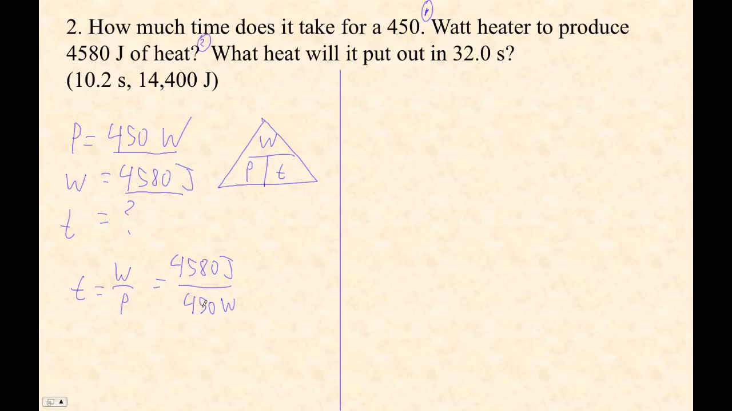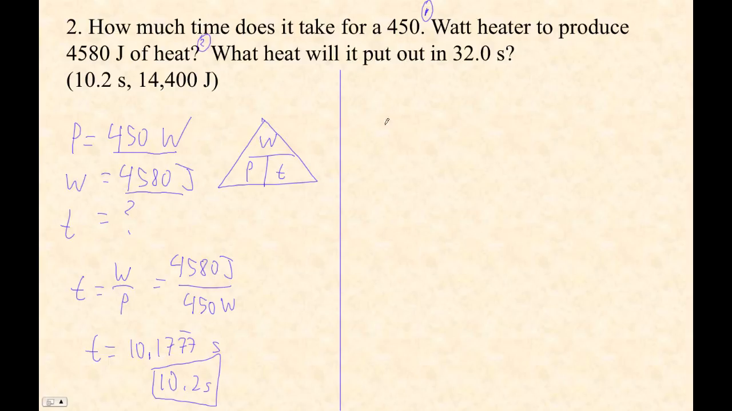It's a bit like saying, if I pay you $450 an hour, right, how long will it take you to earn $4,580? It's not that much time. Let's see, 4,580 divided by 450. And I get the time is 10.1777, etc., right? Seconds, which would be about 10.2 seconds with 3 digits, right?